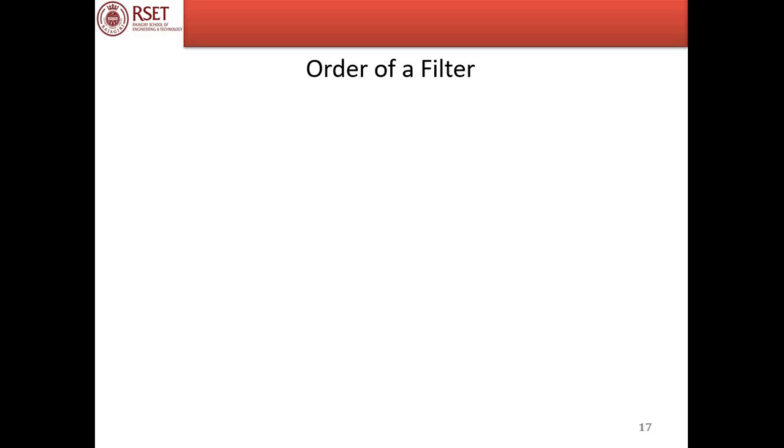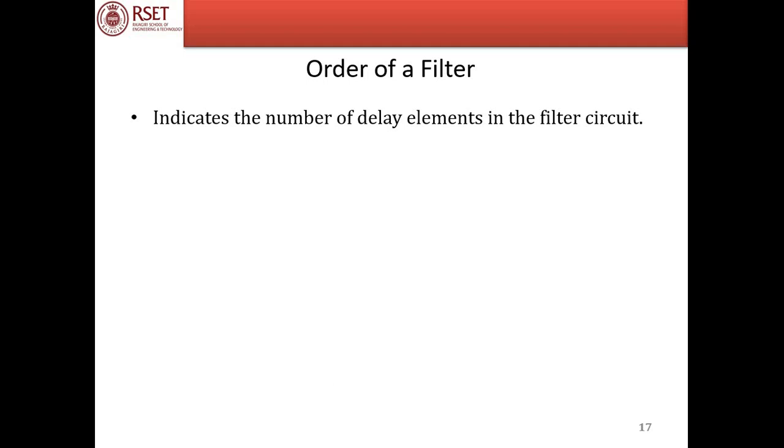Now in the previous slides, when we discussed the frequency response of low pass, high pass, band pass and band stop filters, we mentioned a term called order of a filter. We said that the fall off rate, or the transition rate from pass band to stop band or vice versa, happens at a rate of 20 dB per decade, and that is for a filter of order 1.